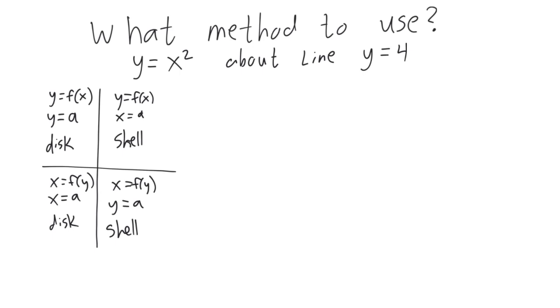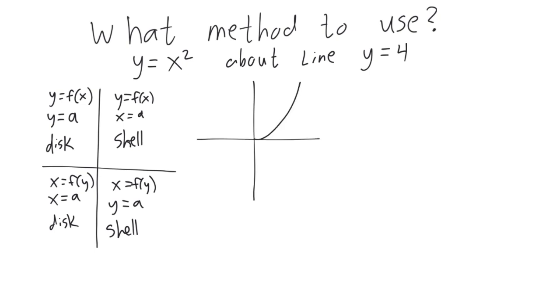Here, I'm given the equation y equals x squared, and I want to rotate that about the line y equals 4. And I want to find the volume. We're not actually going to compute this. We're just going to discuss what method should I use? What are my options?